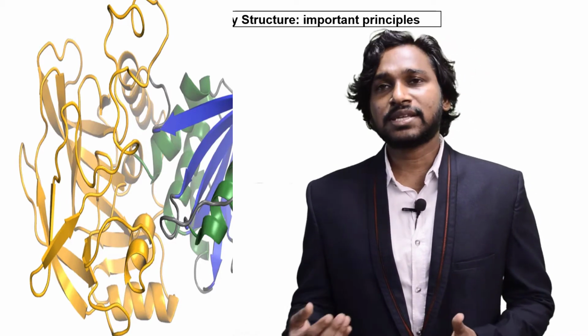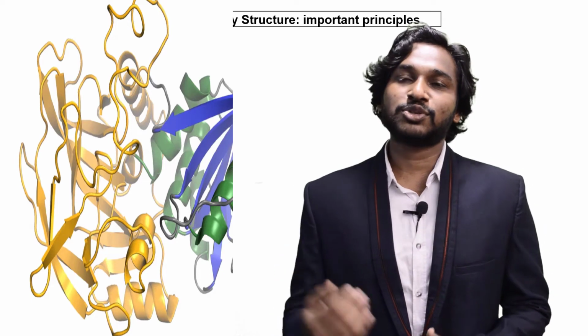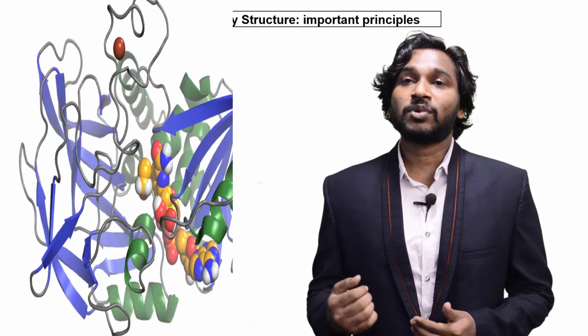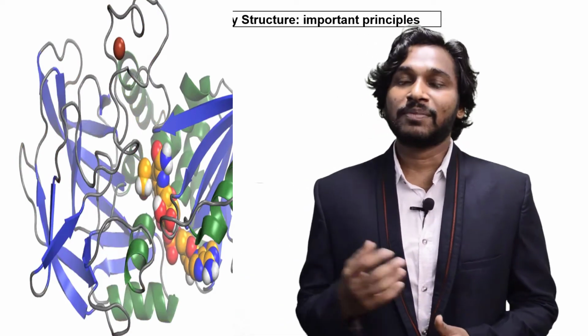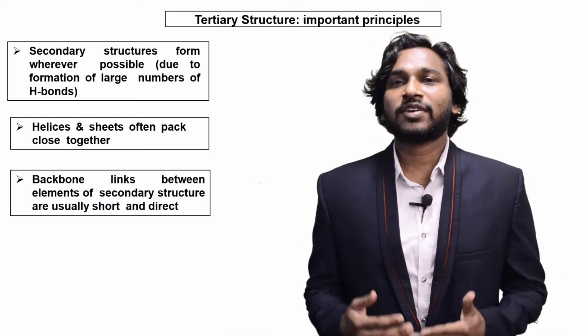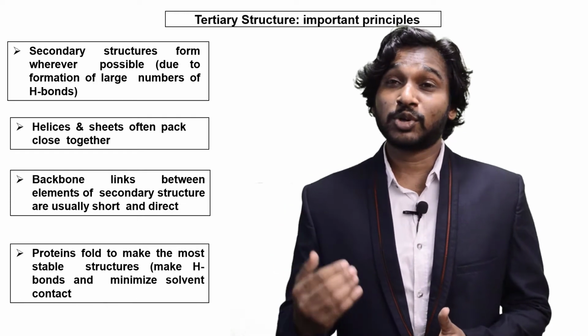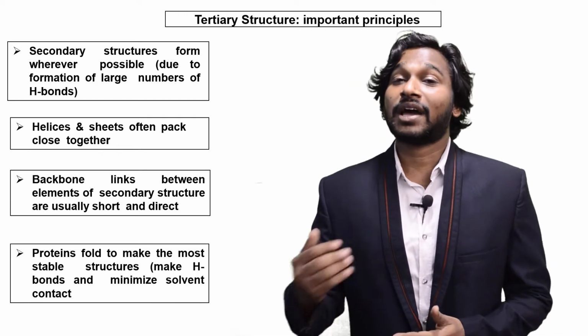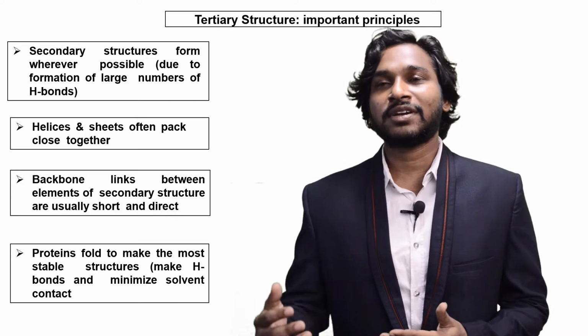And these helices and sheets often pack close together, and the backbone links between the elements of secondary structure are usually short and direct. And the proteins fold to make the most stable structures by making hydrogen bonds and minimizing solvent contact.